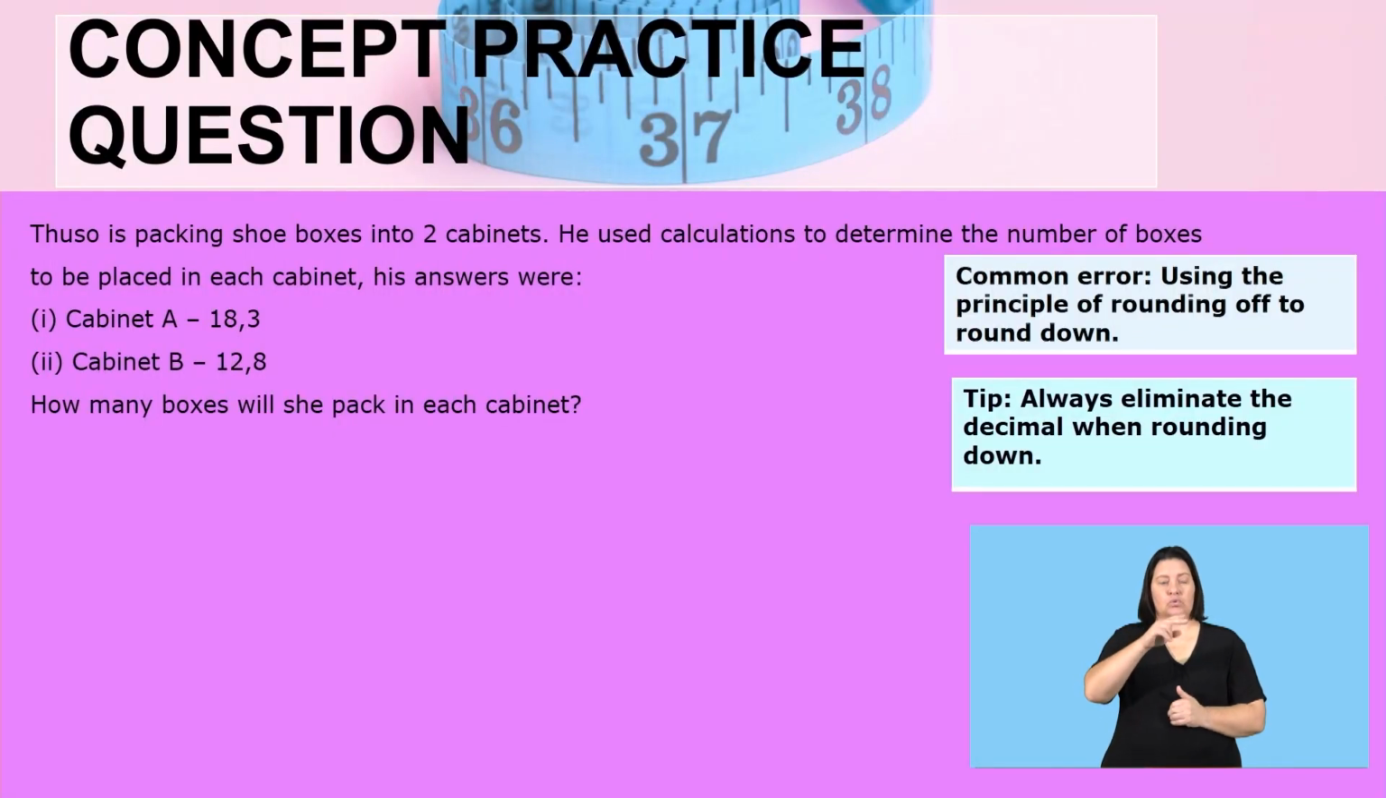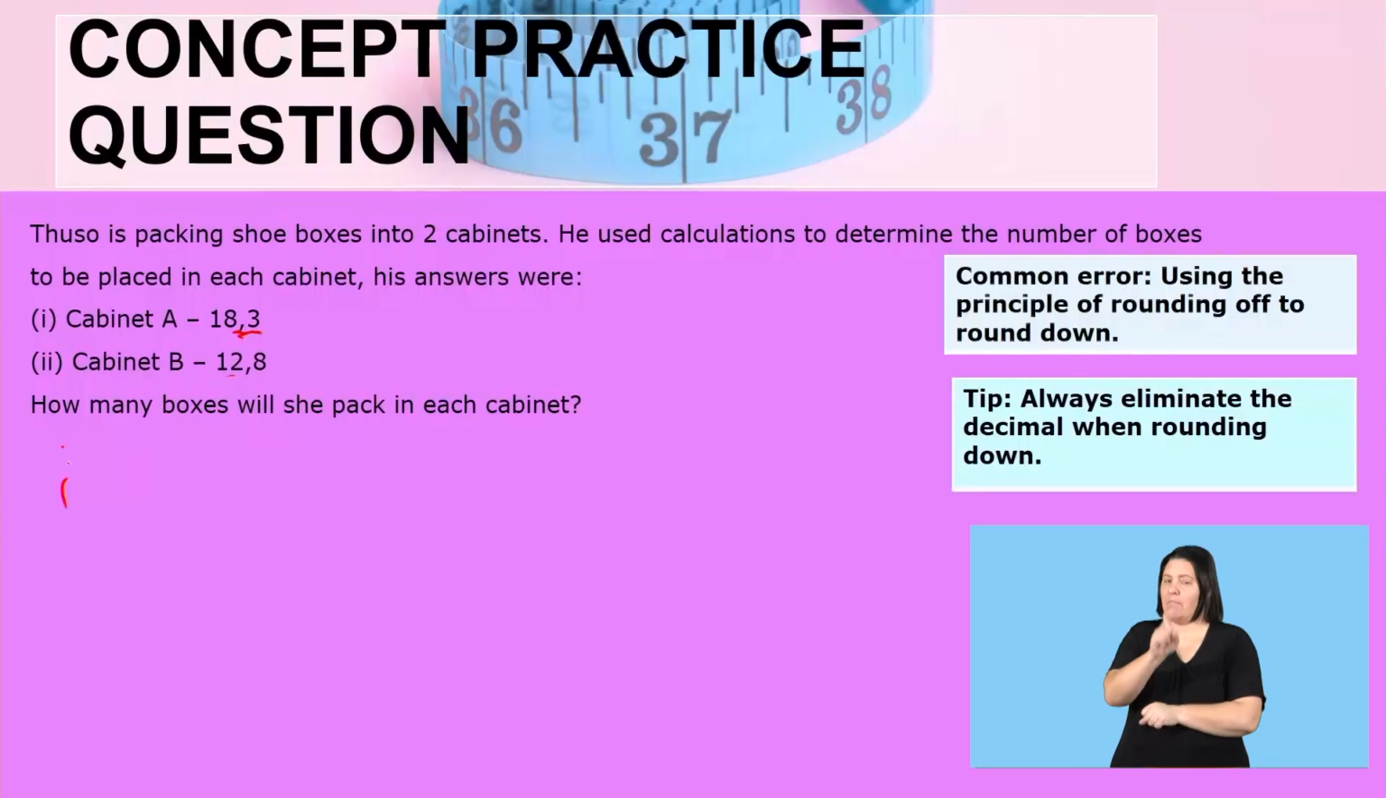Tuso is packing shoe boxes into 2 cabinets. He used calculations to determine the number of boxes to be placed in each cabinet. His answers were, for cabinet A, 18,3. For cabinet B, 12,8. So we want to know how many boxes he will pack in each cabinet. So take note that here, the rounding off principle does not apply. You always eliminate the decimal.